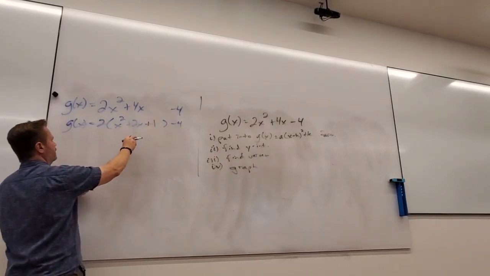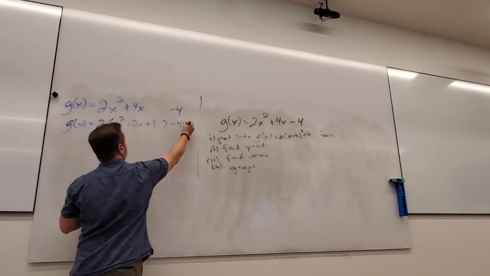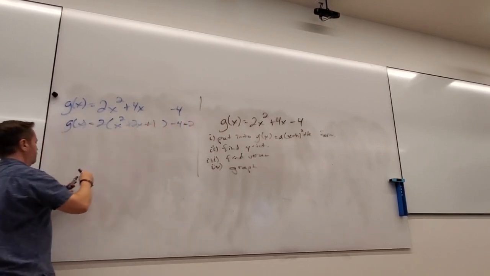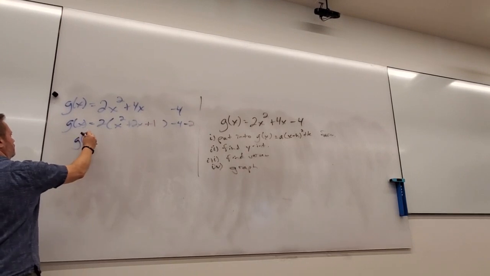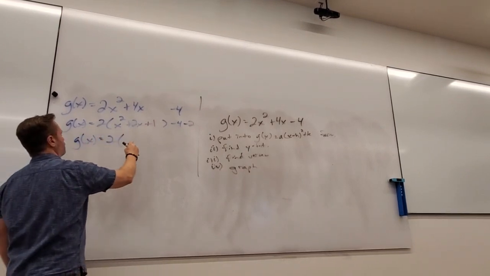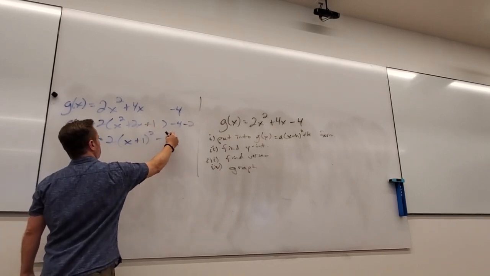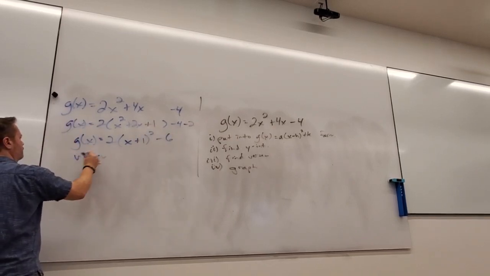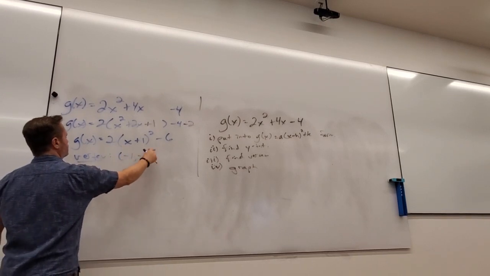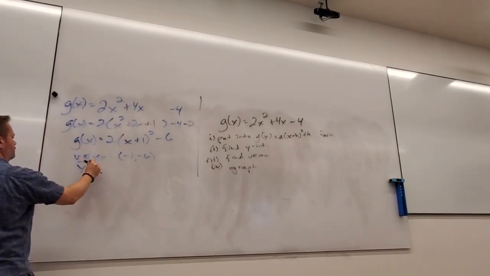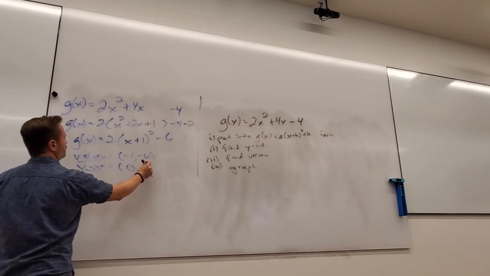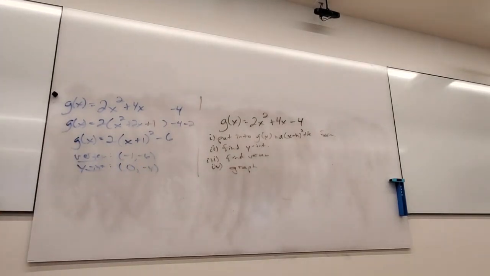What did I actually just add? 2. So better subtract 2. So then I get (x plus 1) squared minus 6. Good. So the vertex is negative 1, negative 6. The y-intercept from the beginning was 0, negative 4. The symmetry is on x equals negative 1. Not y equals, x equals.